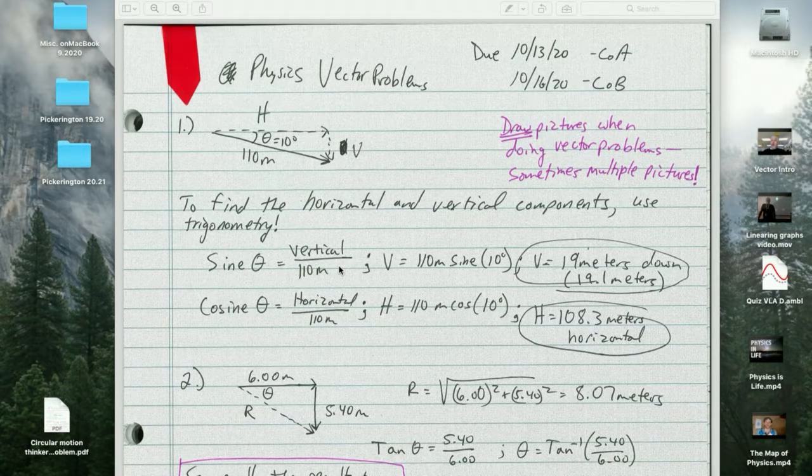To find the vertical component, I know that the sine of an angle is equal to the opposite side over the hypotenuse, and in this case that opposite side is the vertical side. So I rearrange that, multiply both sides by 110, so 110 times the sine of 10 degrees equals 19.1 meters down. I do the same thing here, but I'm using the adjacent side, and so that would get me 110 cosine of 10 degrees, and that's 108.3 meters horizontal.